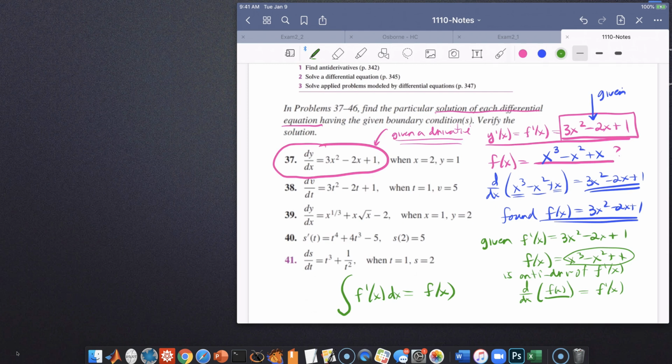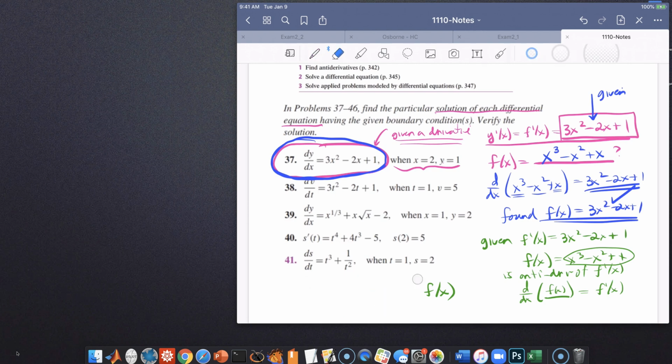Okay, so one thing that we're talking about in this section with differential equations is essentially that you've been given a derivative, and you want to find what function has that as its derivative. So this is just an antiderivative question. Okay, so we're partly done. But there's something additional given in this problem, that we also need to find the function, the antiderivative, that when x is equal to 2, y is equal to 1.